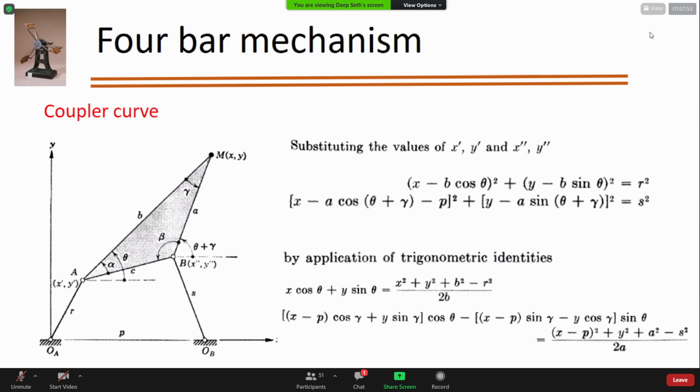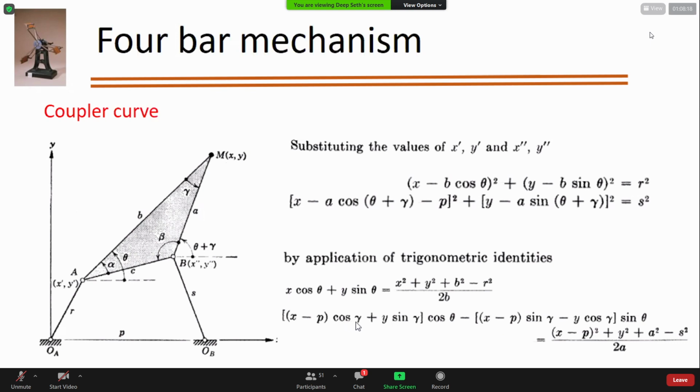Okay. So by application of trigonometric identities, we'll take out x cos theta plus y sin theta, which is equal to (x² + y² + b² − r²) divided by 2b, right? So this is what you will get when you solve it with trigonometric identities.